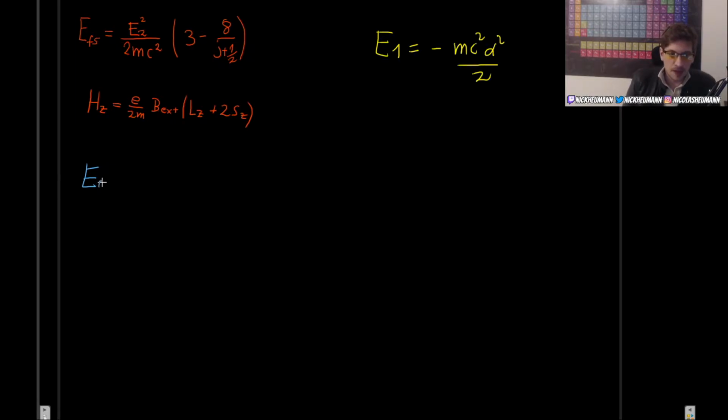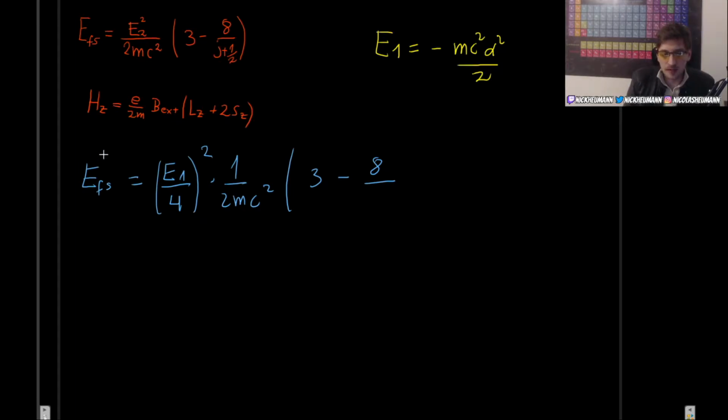So the fine structure formula, what is it? First, we have this E2 squared. Now we know that E2 is simply E1 over n squared, which in this case is 2 squared, so 4. And of course, this is squared. And this is multiplied by 1 over 2mc squared times 3 minus 8 over, okay, and now J.